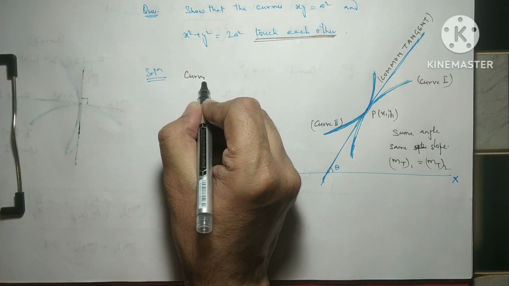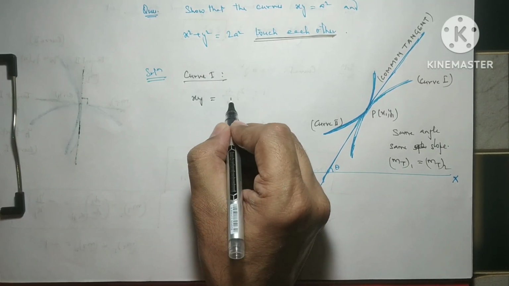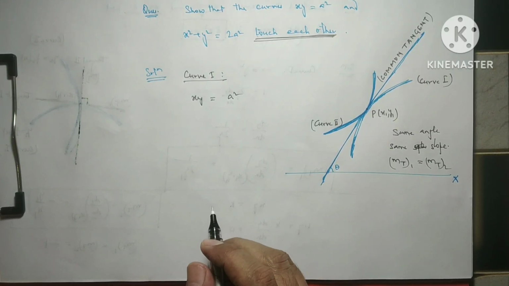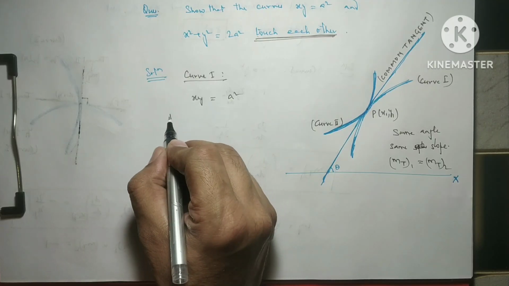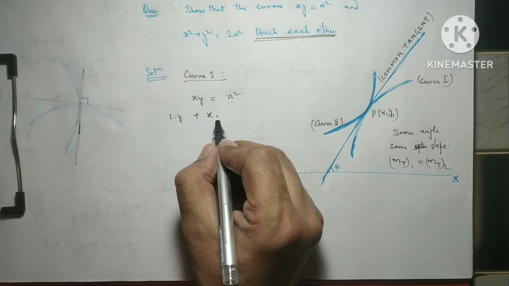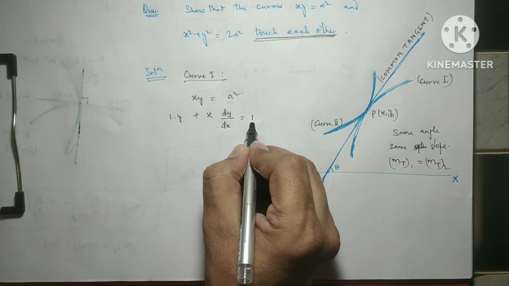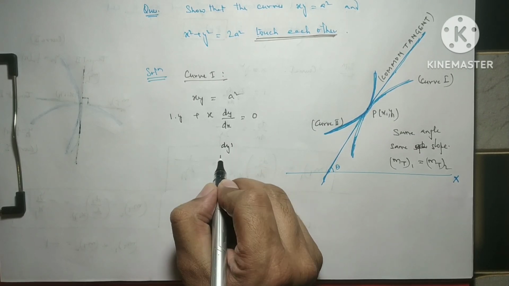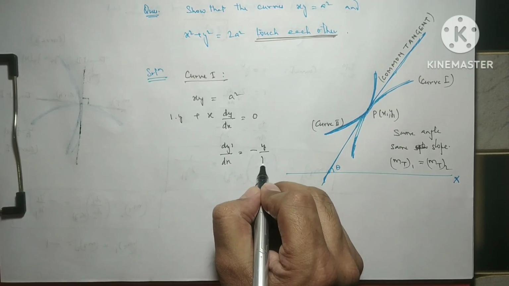So we are taking the first curve. It is curve 1, xy equals a square. On applying the product formula for differentiation, we get x times the derivative of y, which is dy over dx, plus y times the derivative of x, which is 1, and the constant part will be 0. So dy over dx equals minus y over x.